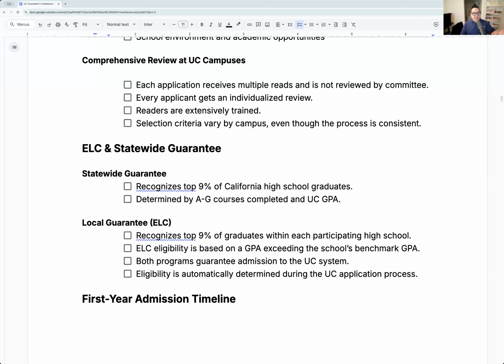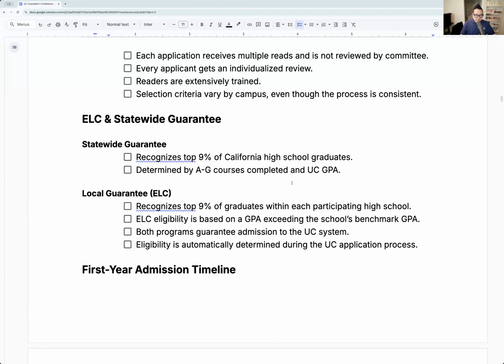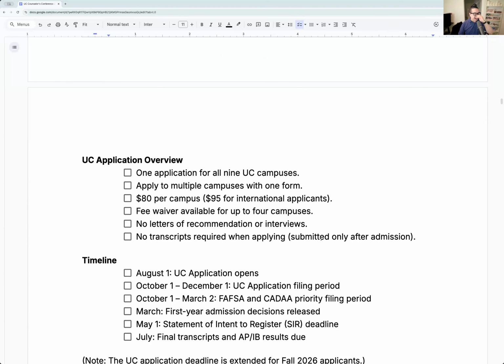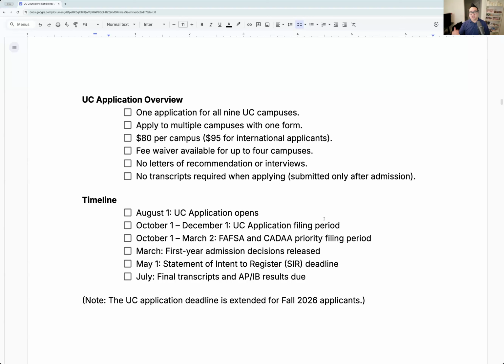I kind of jumped ahead. ELC, top 9% means you're guaranteed at least one UC if there's spots, right? So as of today, there's some spots at Merced for those who want that. Okay. Timeline, you guys can apply. It's $8 per school. There are fee waivers. So if your family qualifies as low income, you do get up to 4 schools for free.